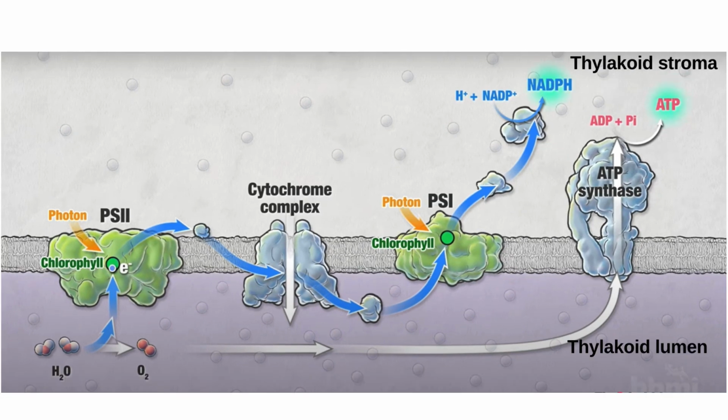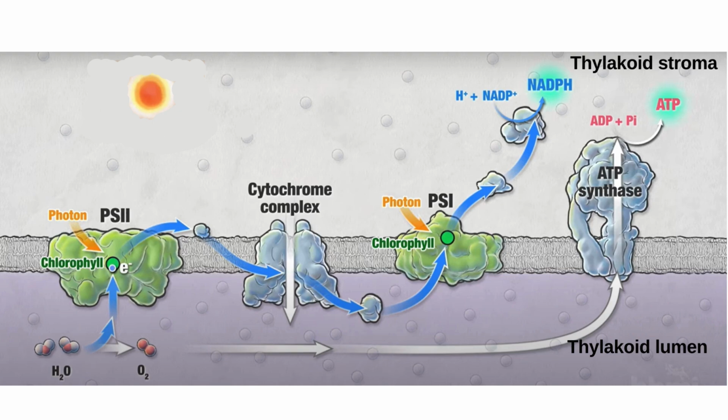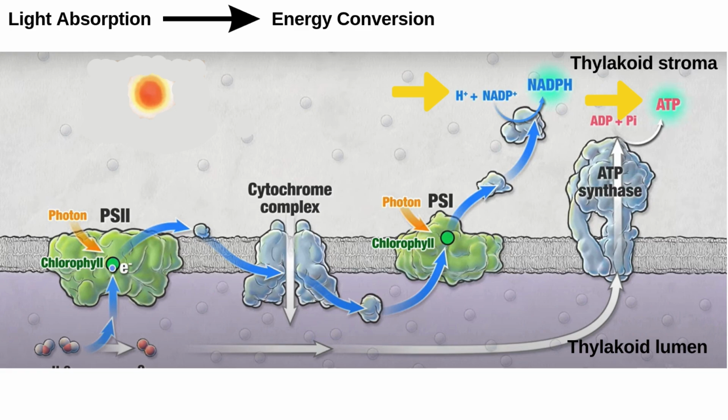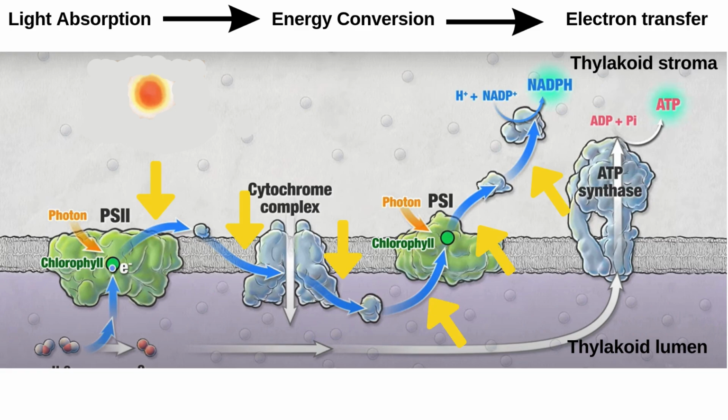ATP and NADPH now have stored energy from the light reactions. This energy can be used in the next reaction, which is the Calvin cycle. This light-driven electron transport chain is usually continuous in the presence of sunlight. It encompasses a series of chemical reactions that involve light absorption, energy conversion, and electron transfer, carried out by the photosystems and other enzymes on the membrane of the thylakoids.